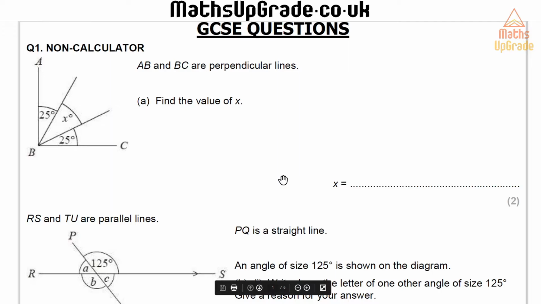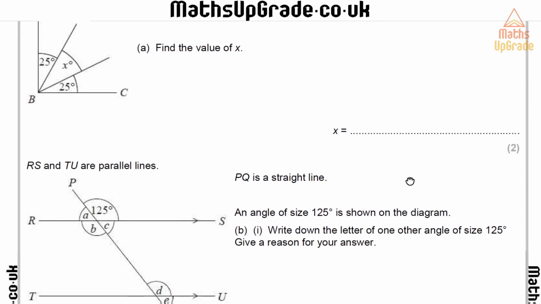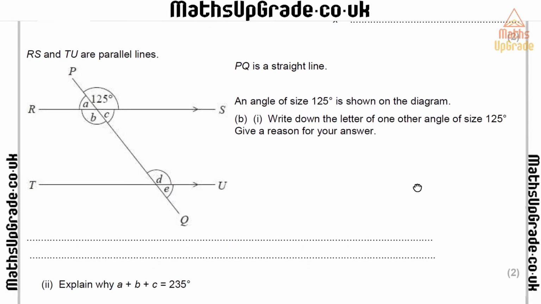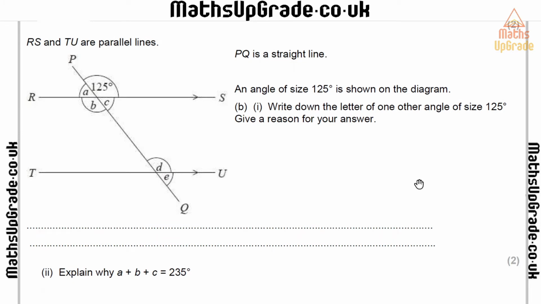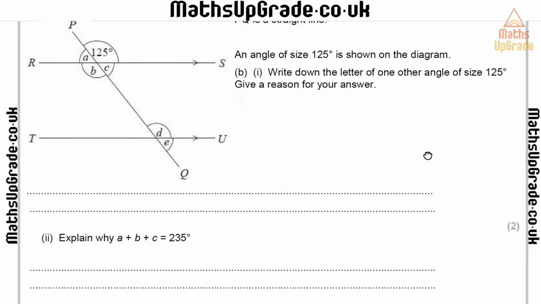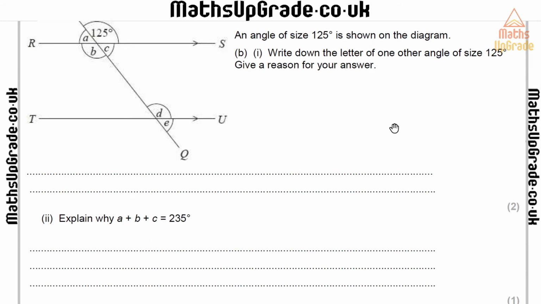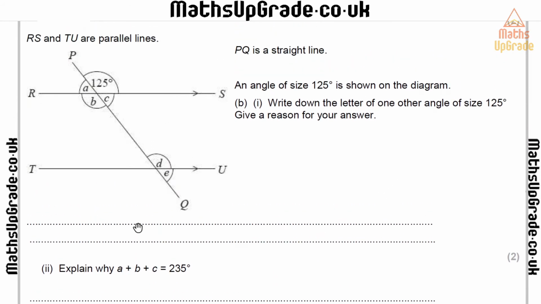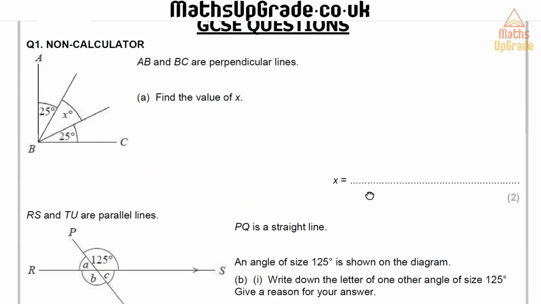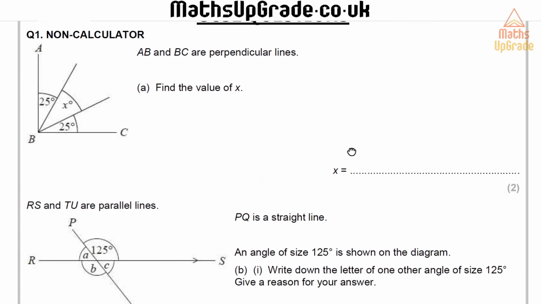Okay, so these are GCSE questions based on angles in and around parallel lines. So here's question 1. The first question is about perpendicular lines, finding an angle. And the second part is about a pair of parallel lines, angles formed around them. You can see there's a reasoning question there, and there's a question explaining why the sum of angles is 235 degrees. Okay, so question 1, it says AB and BC are perpendicular lines.